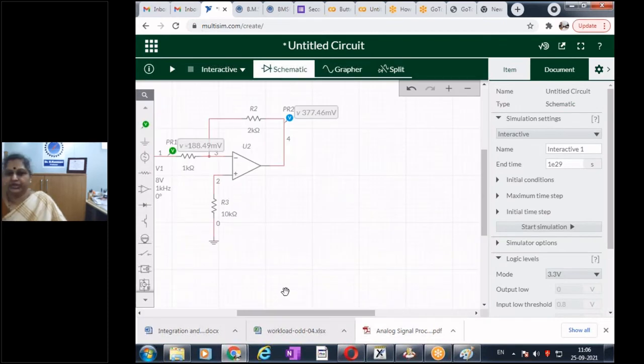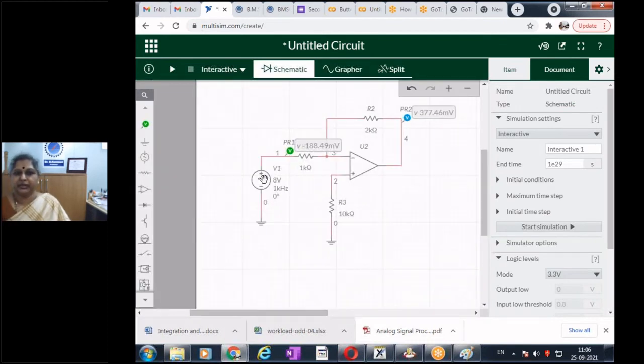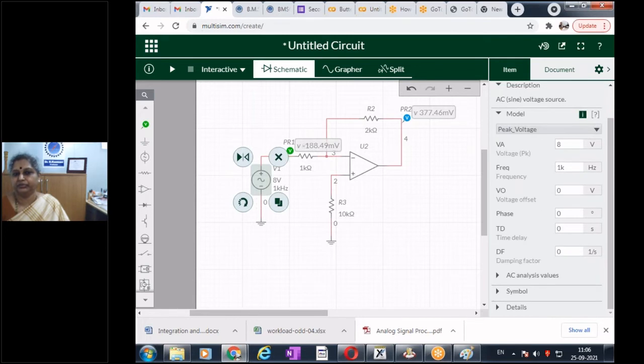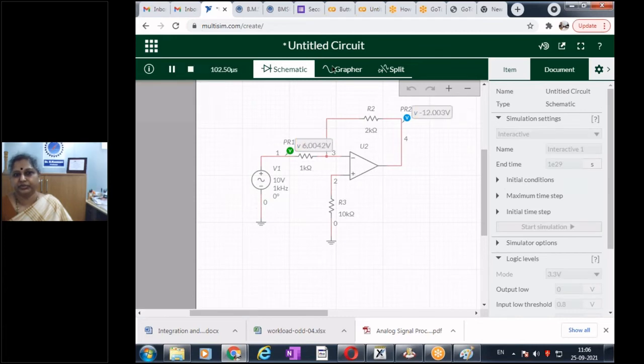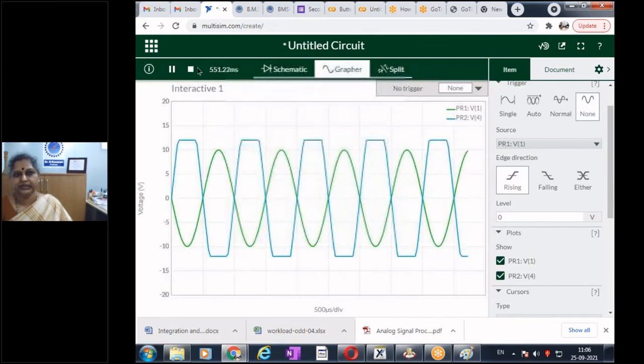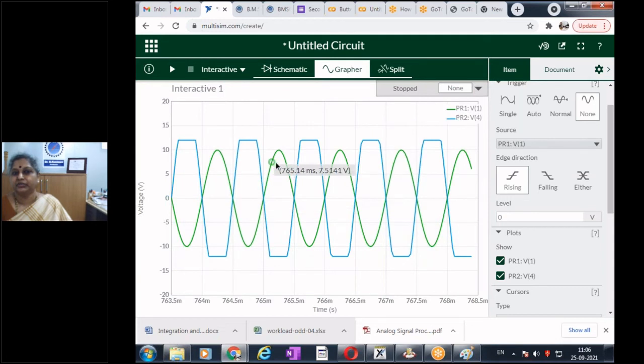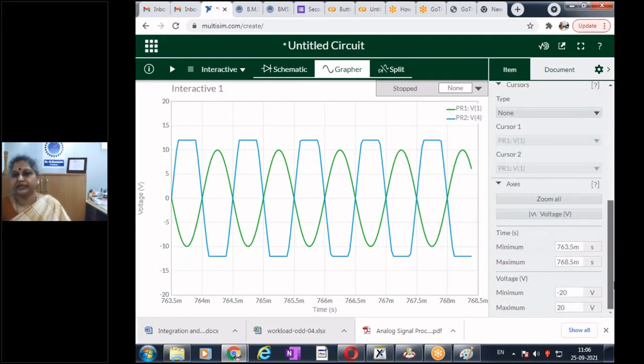Go back to the input and make my input voltage magnitude as say 10 volts. Make my input as 10 volts, and then run and see the output. Stop it. See what happened. My input is 10 volts, and my output is getting clipped at 12.